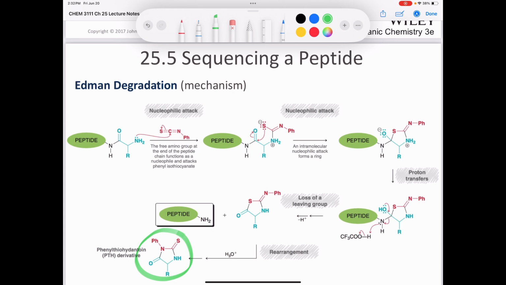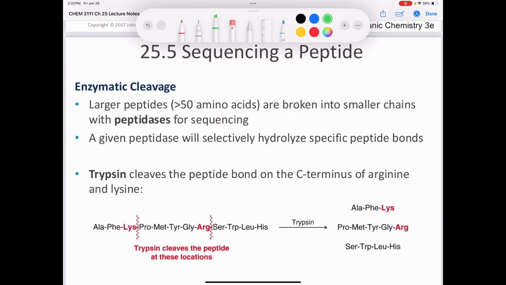and then you can elucidate the structure of that using mass spec or NMR. For peptides that have more than 50 residues, the removal of each residue one at a time isn't practical because unwanted side products can accumulate and interfere with the results. So larger peptides, what they do is they first analyze them by cleaving them into smaller fragments, and then they sequence the fragments. So they break it up into little pieces, and then they analyze the pieces.